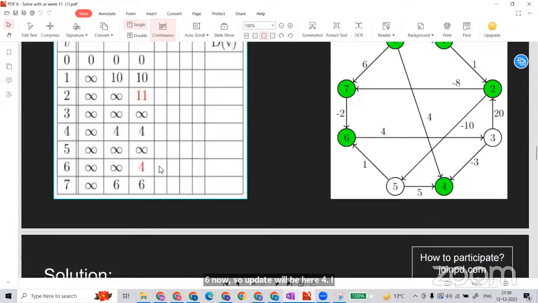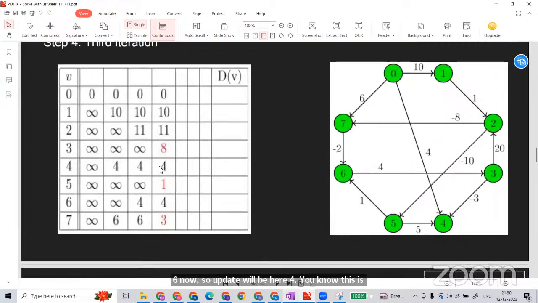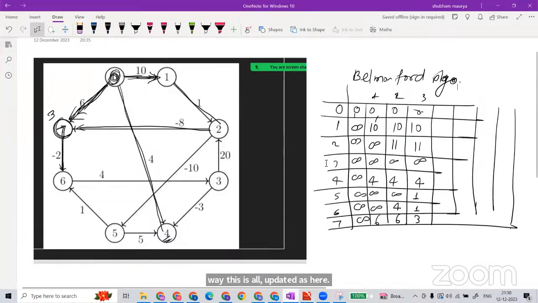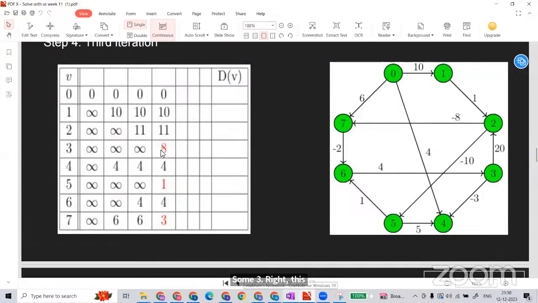One step by one step it is actually reaching. So as now I have done, see that now the other vertices are all updated as here. I have also updated this one, 3, by this route. This is 8. So all other vertices will be updated. So this is the third iteration.